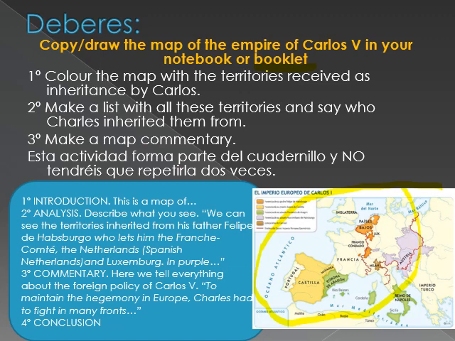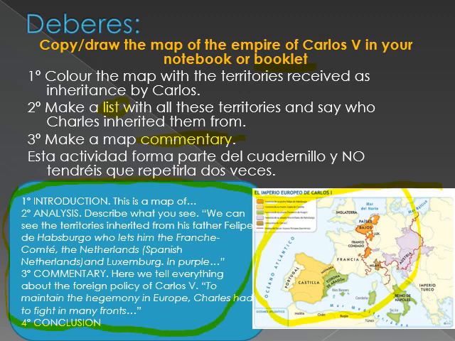First, you have to draw the map and color the territories respecting the key, la leyenda del mapa. You have to make a list with all the territories that he inherited from his mother and his father. And then you have to do a map commentary. I am leaving you the instructions here so you don't have problems while doing it.